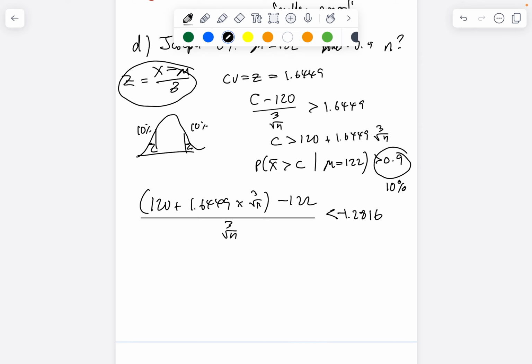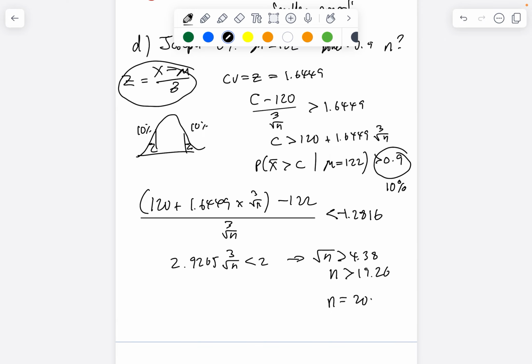Okay, so I've got that. So that means that 2.9265 times 3 over the square root of n is less than 2, and therefore the square root of n is greater than 4.38, and n is greater than 19.26, so n is equal to 20.